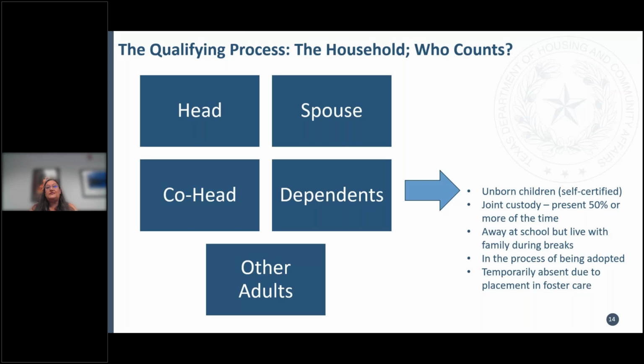So if they tell you that they have a kiddo in college who lives in the dorms, comes home in the summer, comes home at Christmas, spring break, Thanksgiving, that person needs to be included in the household. Anybody in the process of being adopted or anybody that is temporarily absent due to placement in foster care needs to be included in your family determination of eligibility.